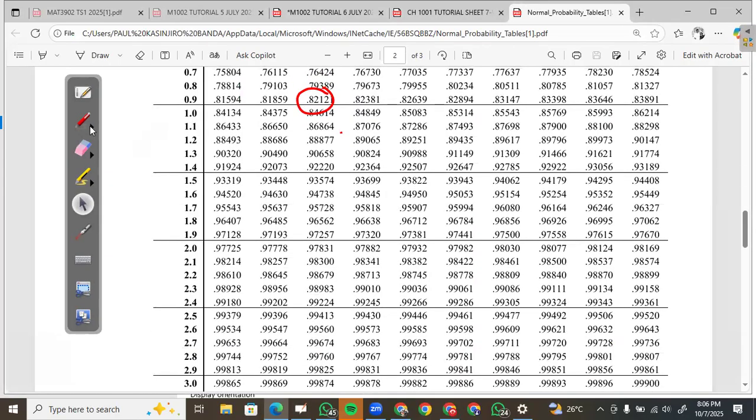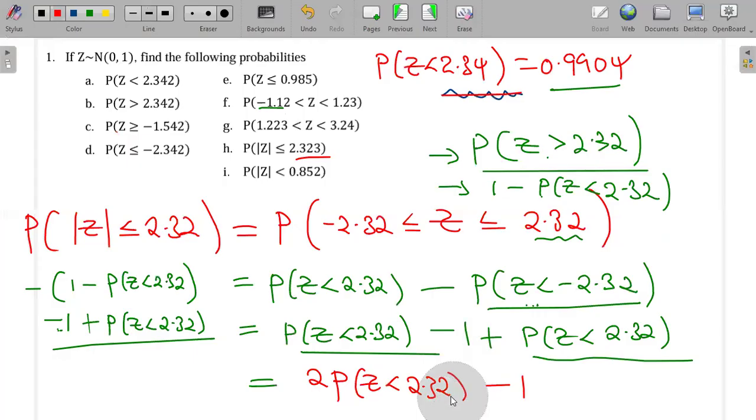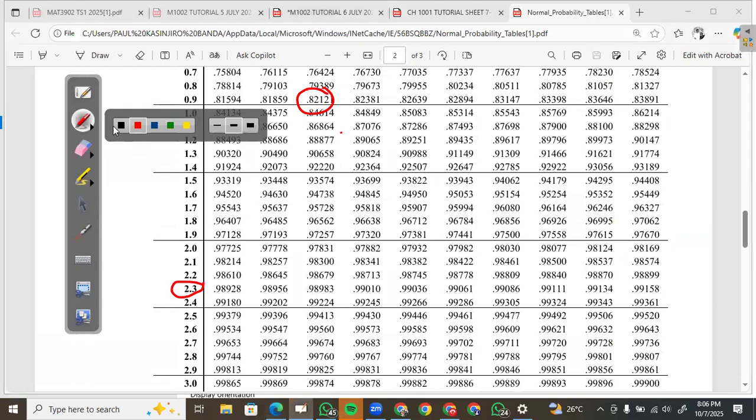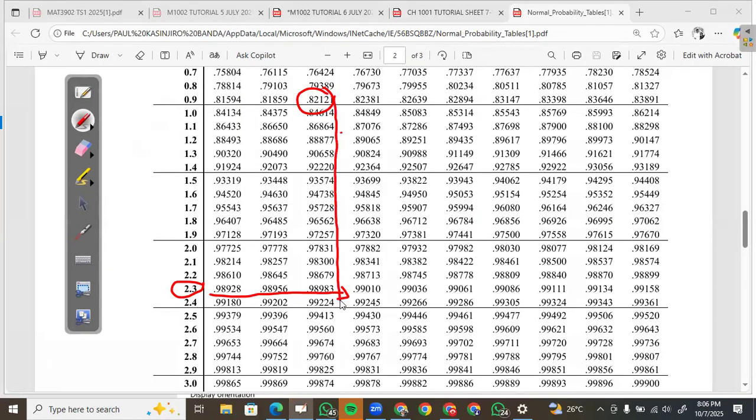So here I have 2.3, and then 2. From here I'll go to the right, and then from there I'll go down. You see where I'm ending up, it is that value there. So that would be 0.98983. So I come here and write it.